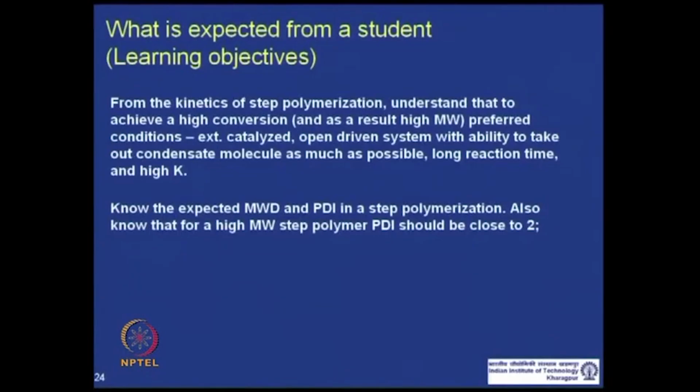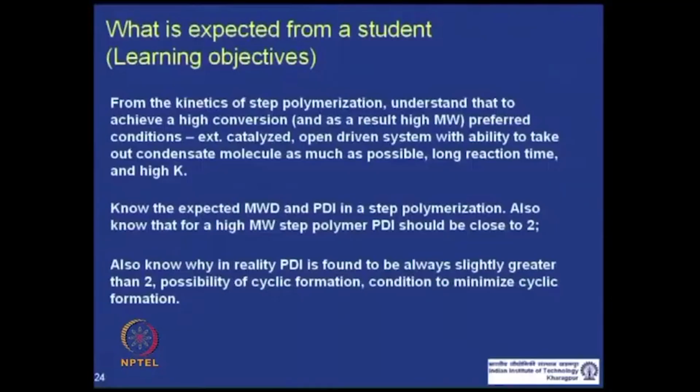A student is expected to know the molecular weight distribution and polydispersity index in a step polymerization, and you should also know that for any high molecular weight step polymer, the PDI should be close to 2, or as a matter of fact almost 2. You also should know why in reality PDI always ends up being slightly higher than 2, because of side reactions like cyclization, and at the same time he or she should know the ways you can minimize cyclic formation in a step polymerization.